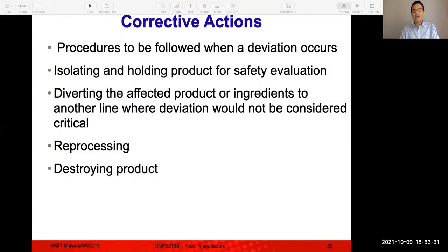So last session, we left off with monitoring of critical limits. When the critical limits deviate, there's a loss of control, and I used the pasteurizer approach. If the temperature of that pasteurizer drops down from 72 degrees, then the monitoring needs to ensure that it is able to catch that. So if we do have a loss of control, a deviation from that critical limit, what next? What happens then? Corrective actions.